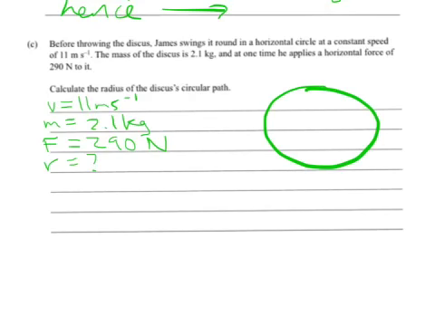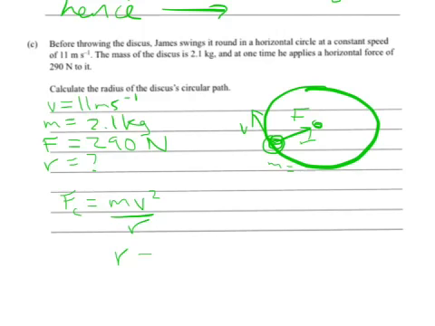Okay, so drawing the diagram, James is swinging it around. Here's the discus. We've got the radius here. He's applying a force towards the centre. It has an instantaneous speed, which is the 11 meters per second that we're talking about there. And the mass of the discus equals 2.1 kilograms. So that force applied to the centre is the centripetal force. You might have seen an equation representing it before, mv squared over r, which has all of the factors we need except for the r, which is the only one that's unknown, which we need to find out.